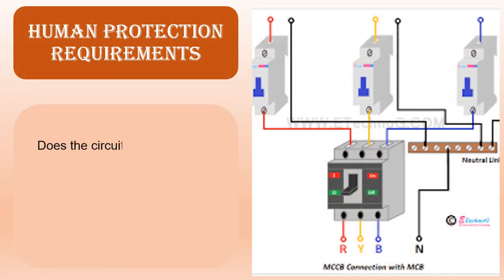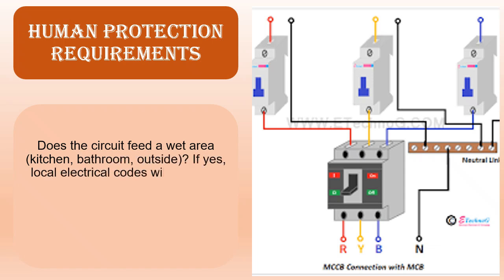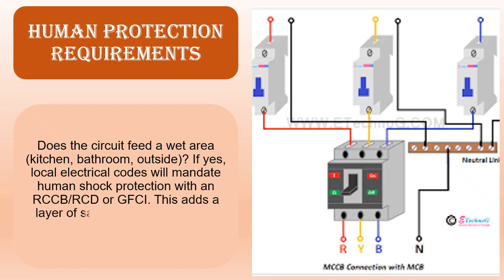Human protection requirements. Does the circuit feed a wet area: kitchen, bathroom, outside? If yes, local electrical codes will mandate human shock protection with an RCCB, RCD, or GFCI. This adds a layer of safety separate from the overcurrent protection.